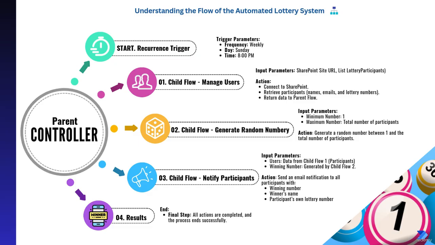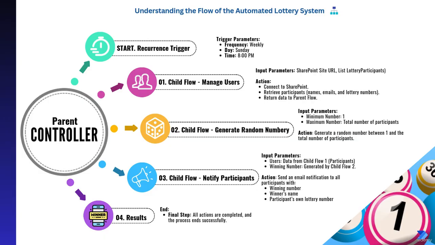Additionally, if any part of the process needs to be modified or improved, it can be done without disrupting the entire workflow. For instance, if the way we notify participants needs to change, we can simply update the relevant child flow, and the rest of the system will remain unaffected. This makes the system much easier to maintain and update over time.